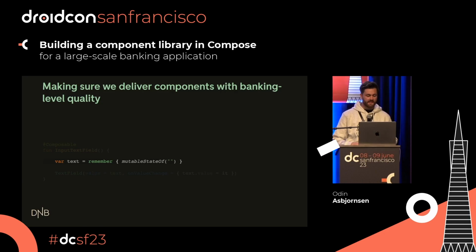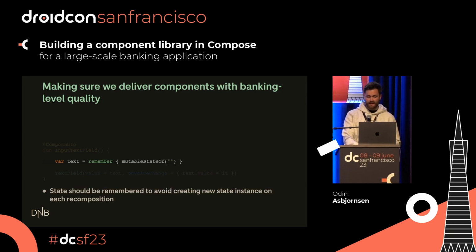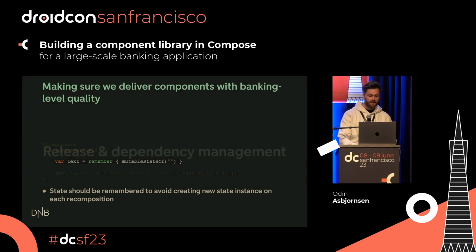So what you can do is wrap it with a remember function, right? And then it will remember it through the recomposition phase, and then it will actually update the text and work like you expect. But this is a really easy mistake. I've done this a couple of times myself, to be honest. And it's really nice that this linter will actually pick up on this.